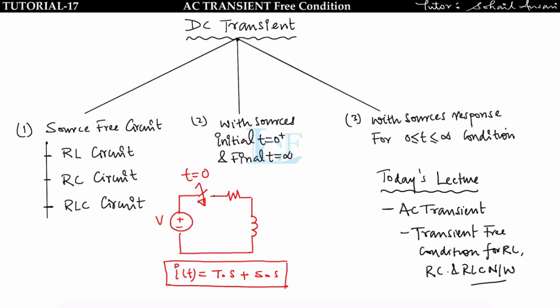Now for a DC circuit it is not possible to make a transient free circuit. However, in an AC circuit, if we apply AC sources here like V equal to Vm sine omega t, then there may be the possibility that for some time t naught this transient state will die out, meaning the response will contain only the steady state. So we will see these things in today's lecture.